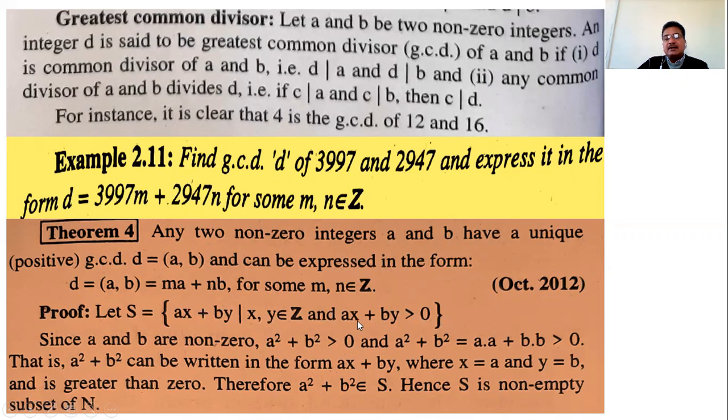Here the condition that ax plus by is greater than 0 means this S is a subset of what? The natural numbers. That is, the natural numbers contain the elements 1, 2, 3, 4, 5, 6 up to infinity. Out of these elements of natural numbers, some exist in S. Means S is a subset of the set of natural numbers, capital N.